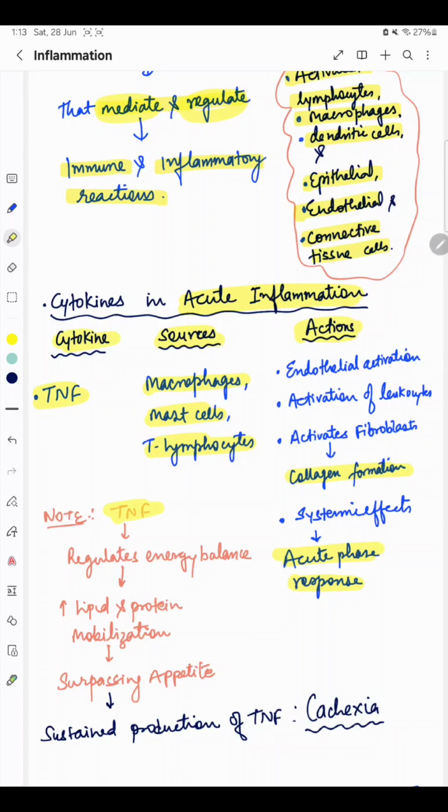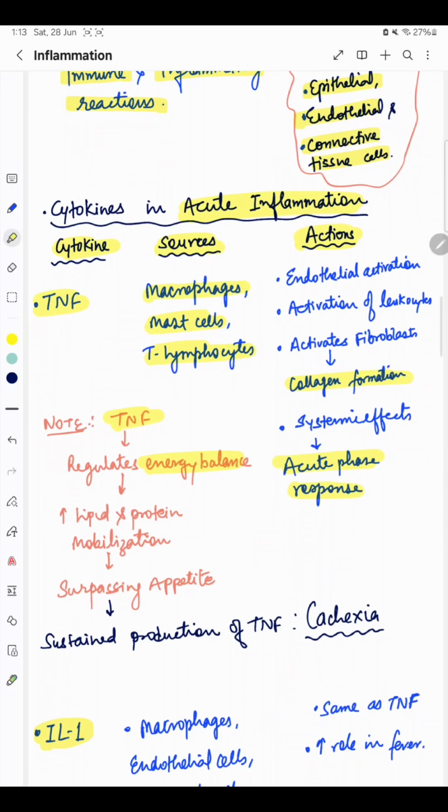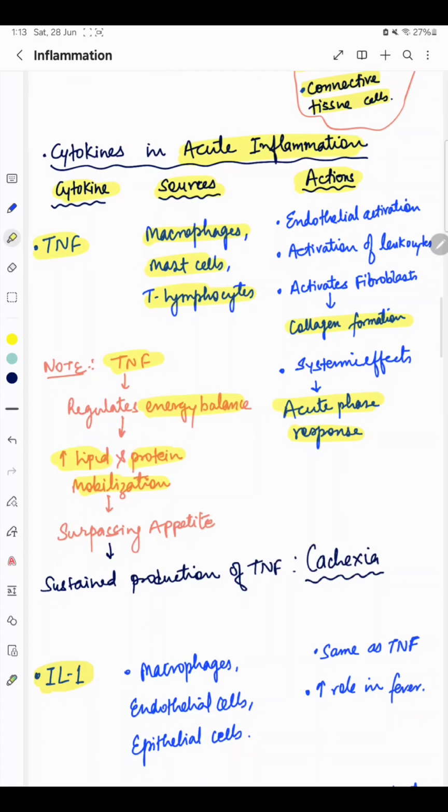Tumor necrosis factor regulates energy balance by increased lipid and protein mobilization. By this it suppresses the appetite. In cases of sustained production of TNF, there will be a decrease in appetite, which is seen in some chronic diseases, and this condition is known as cachexia.